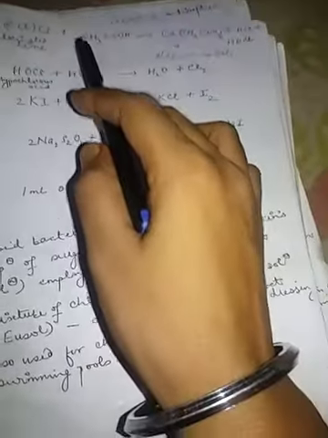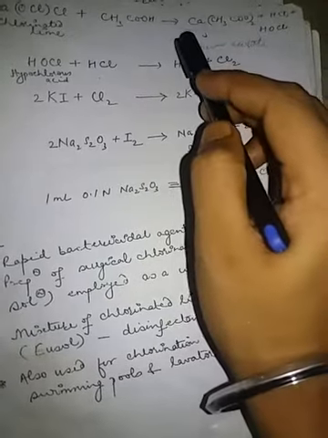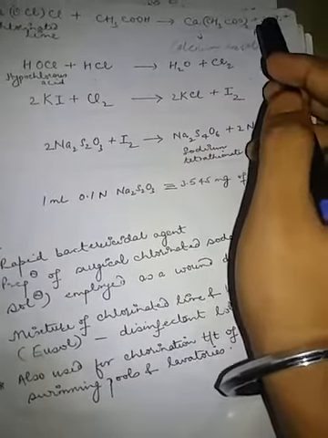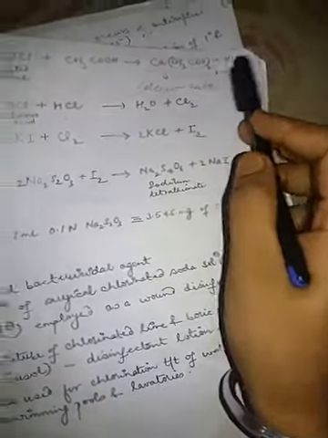When it reacts with acetic acid, we get calcium acetate, which has the formula Ca(CH3COO)2, plus HCl, and what else do we get? We also get hypochlorous acid. This is the hypochlorous acid.